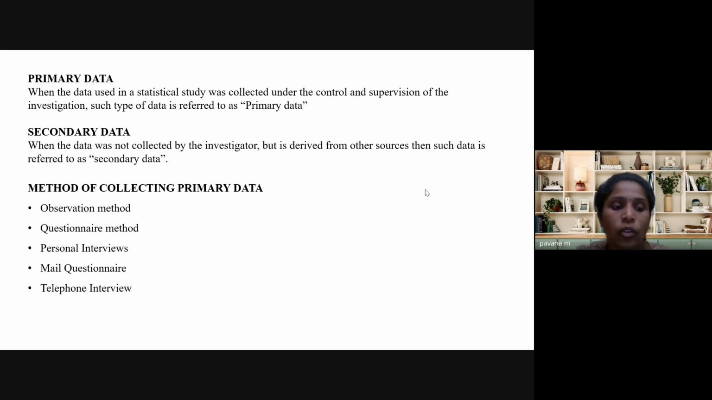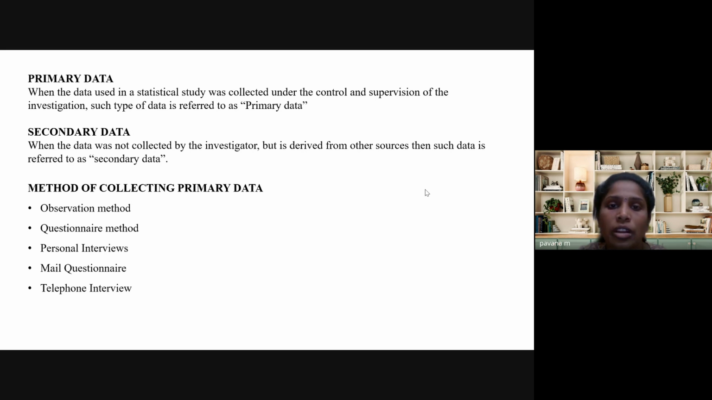And next one, questionnaire method. Questionnaire method means beforehand you will prepare a questionnaire and distribute it to the respondents. Whomever you want to collect the data from, you will give that questionnaire to that person. Those persons are called respondents because they have to respond to your questionnaire. You distribute the questionnaire to the respondents, and they answer it and return it to the investigator. Through that questionnaire also you can collect the data. That is also first hand data.